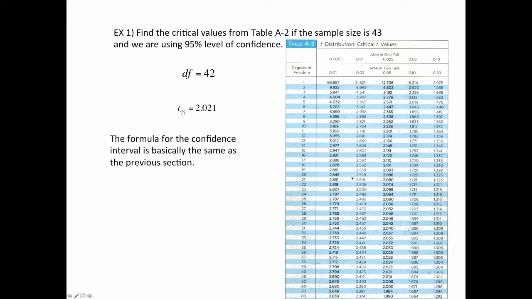Notice we did 95% in the previous section, and it was 1.96. So you'll see the t's are close to, but not exactly equal to, the z's. There's a little bit of compensation for only knowing the sample standard deviation. Just as before, you take the mean and add the error on one side, subtract the error on the other side. This is essentially the same formula as the previous section, but this is the t right here.